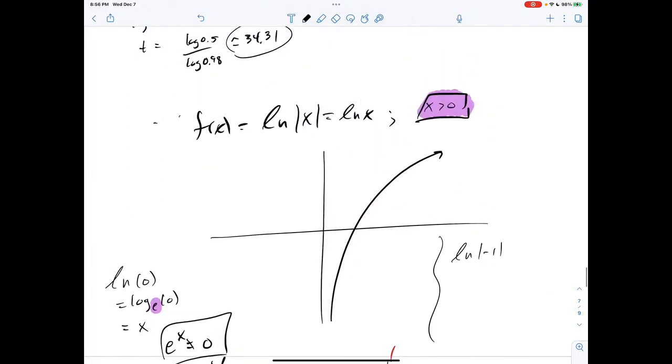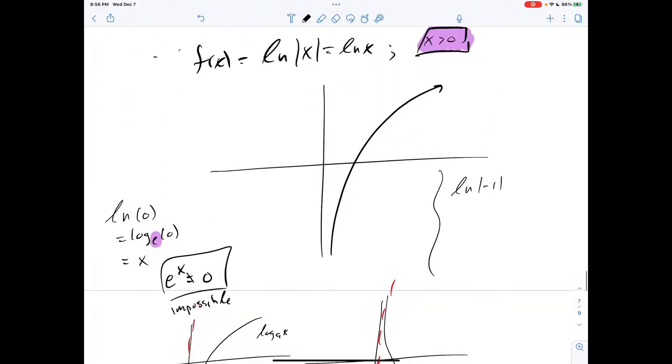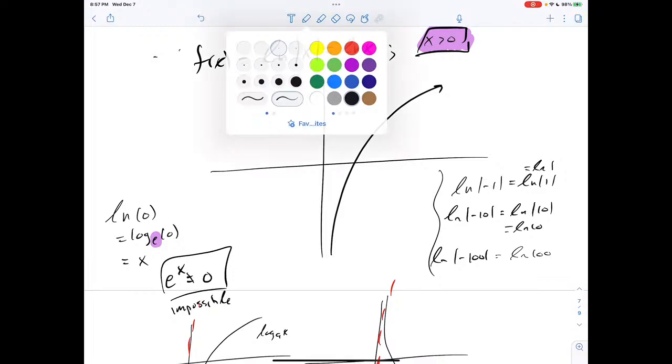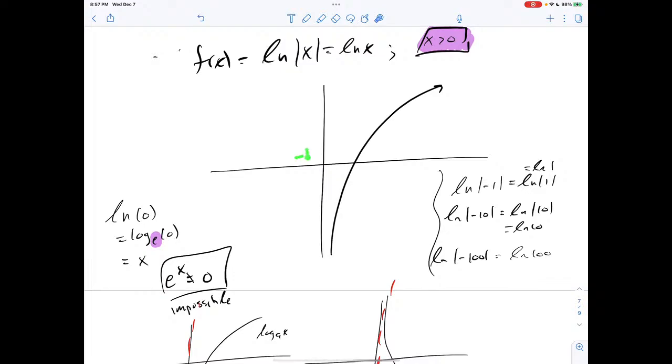So, Yusria, back to your question. Now that we have the absolute value on it, this is going to be the same as ln of 1. If I ask for the ln of negative 10, it's going to act exactly the same as it did at 10. If I ask for the ln of negative 100, it's going to output the same as it did for ln of 100. If I pick x is negative 1, it's going to act exactly as it did over at 1. So all these points are going to be the same.